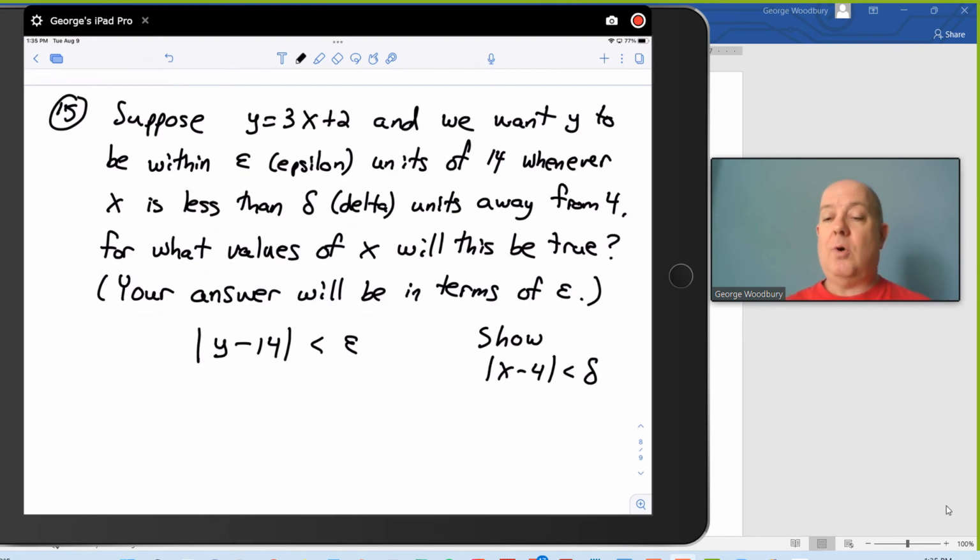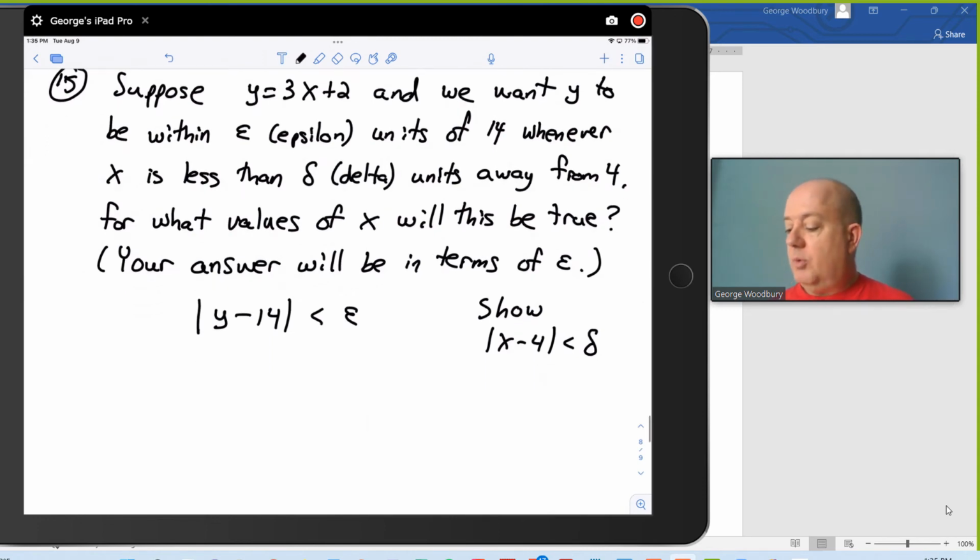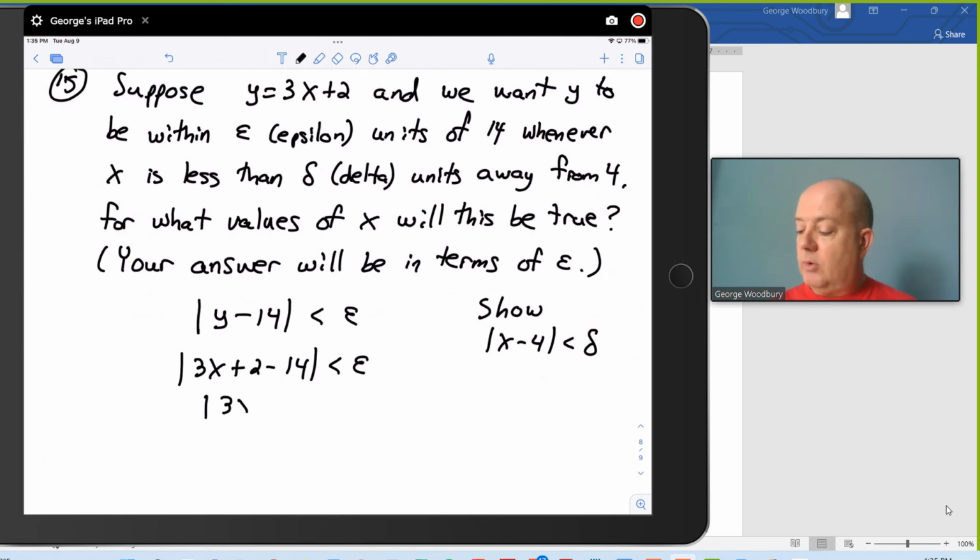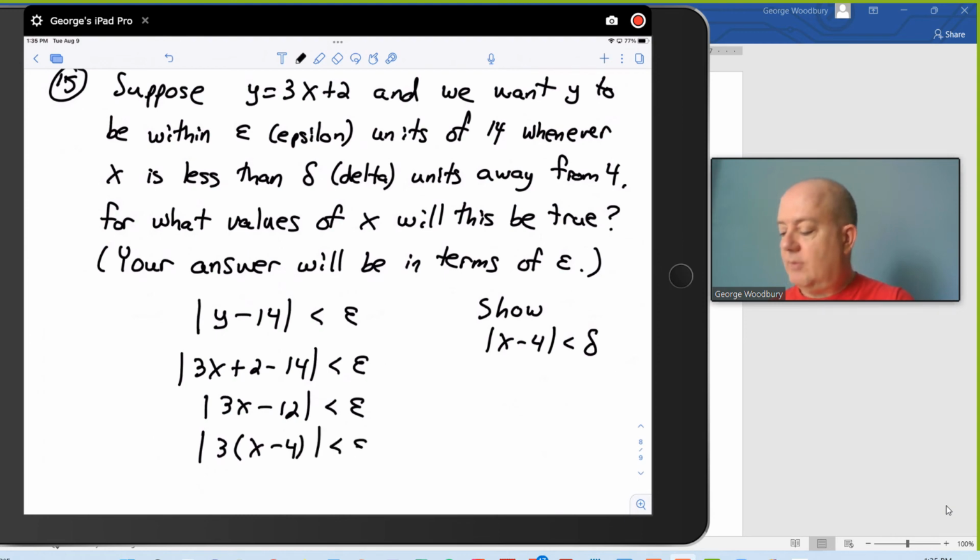So that means that the inequality that I wrote first, I need to end up with that looking like absolute value of x minus 4 somehow. So let's take a look at what we can do. We'll replace y by its formula, 3x plus 2. So absolute value of 3x plus 2 minus 14 is less than epsilon. Simplify by combining like terms. Absolute value of 3x minus 12 is less than epsilon. And I can see where that x minus 4 is going to come from, because there's a common factor of 3 in those two terms that I can factor out. The absolute value of 3 times x minus 4 is less than epsilon.